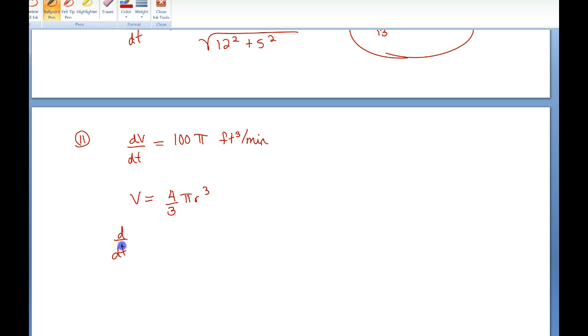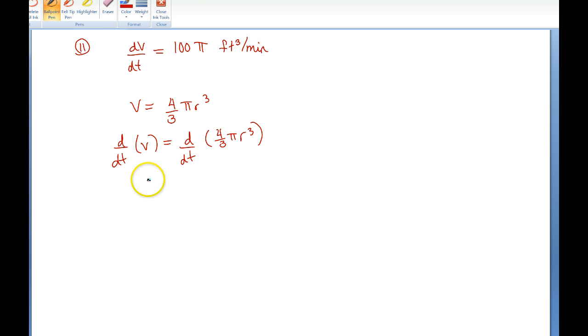So I want to take d/dt of both sides. The nice thing with a sphere is that it's only dependent on the radius, whereas with a cylinder, a cone, or a pyramid, you have a radius and you have the height. Here we just have radius, so 4/3 and pi are just coefficients. dV/dt is equal to 4 pi r squared dr/dt.